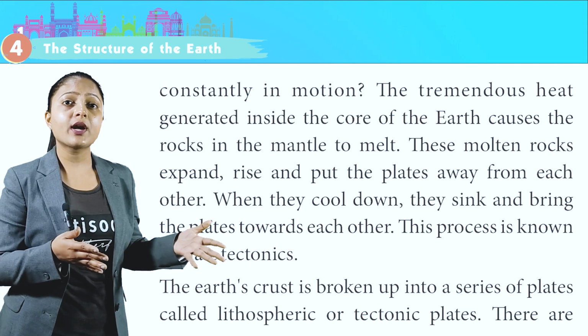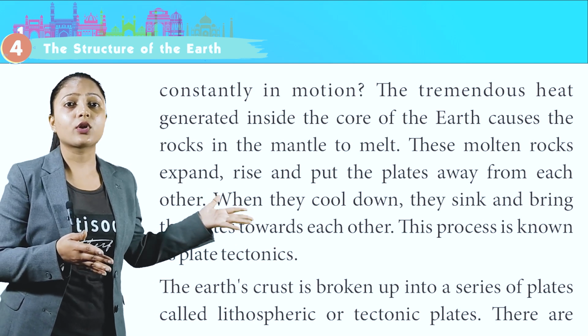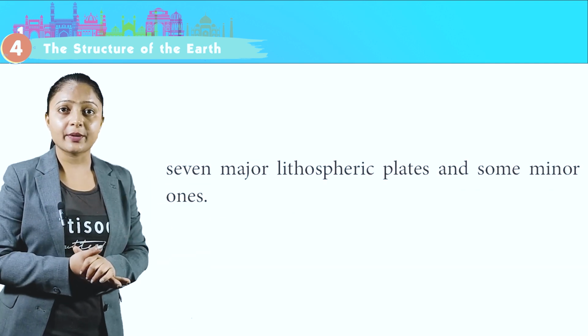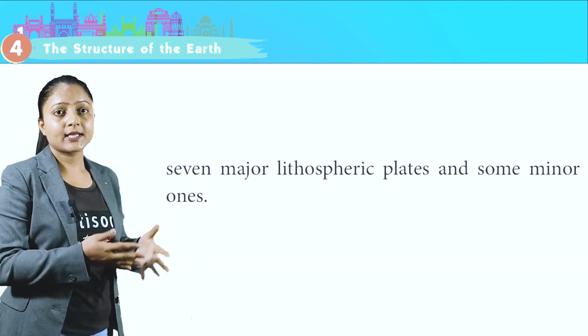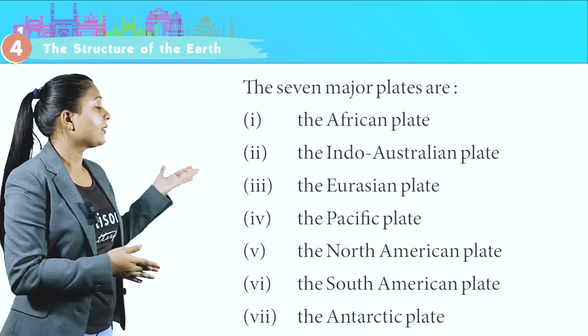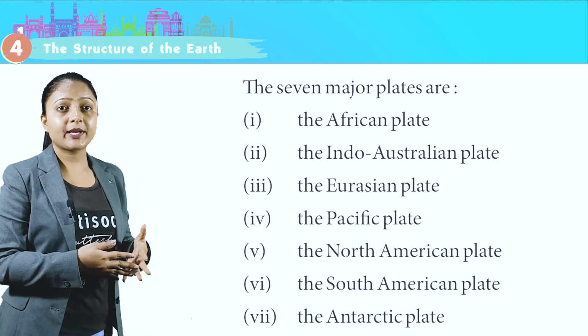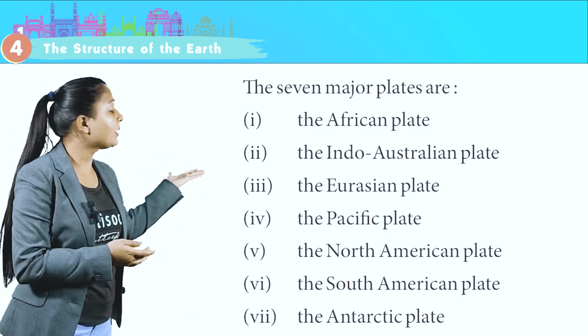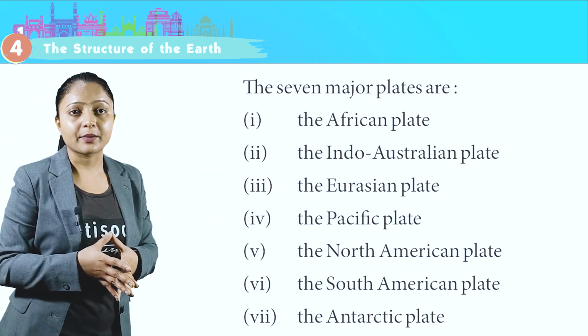The Earth's crust is broken up into a series of plates called lithospheric or tectonic plates. There are 7 major lithospheric plates and some minor ones. The 7 major plates are the African plate, the Indo-Australian plate, the Eurasian plate, the Pacific plate, the North American plate, the South American plate, and the Antarctic plate.